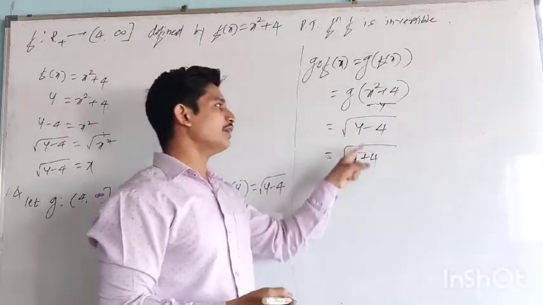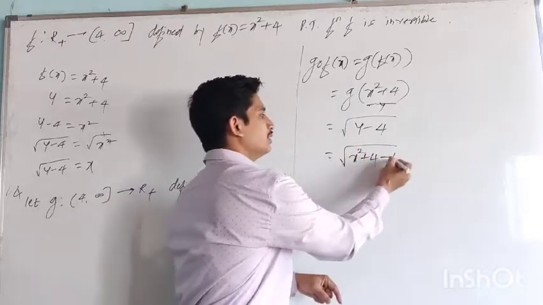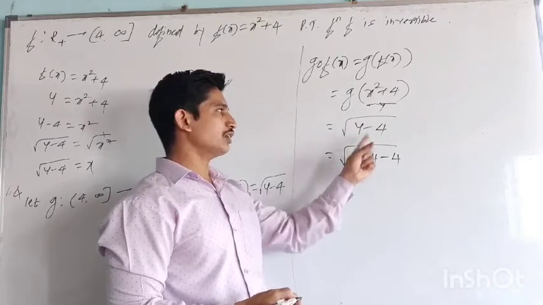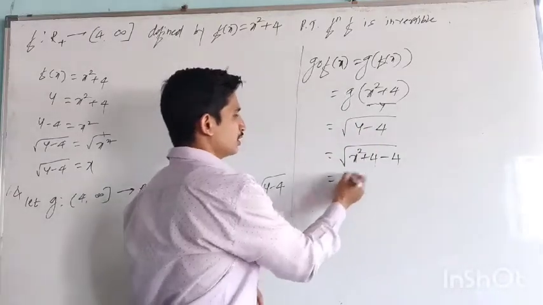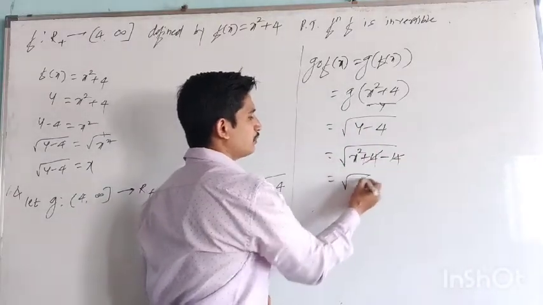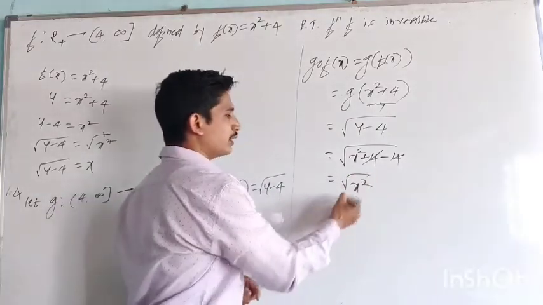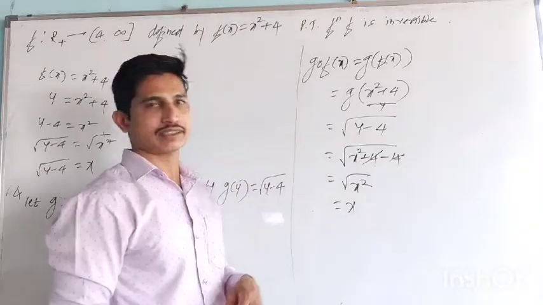So the value of y I wrote here, with the minus sign, and there is a minus 4. So minus 4 and plus 4 get cancelled. What is left now? Root of x square. So the square root cancels, and root of x square is x.